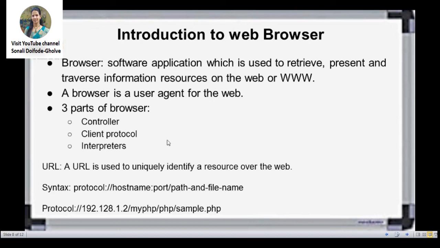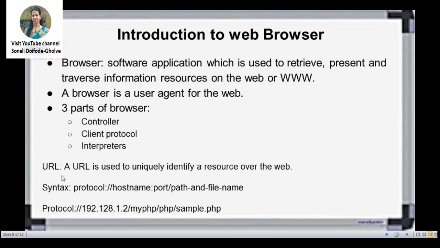Then after this, the client protocol. Here the protocol will be FTP or HTTP. And next is the interpreter. Interpreter means what? The interpreter can be HTML, Java, or JavaScript. It depends on the type of the document.